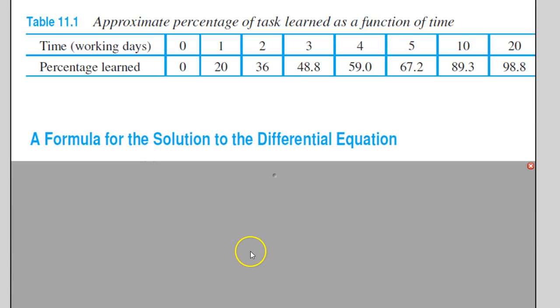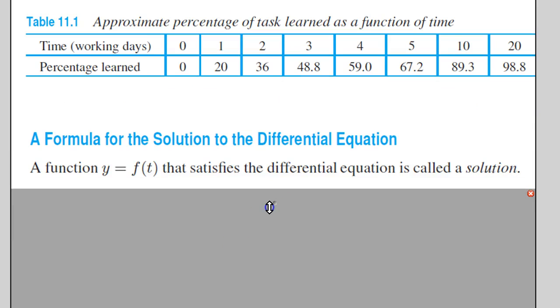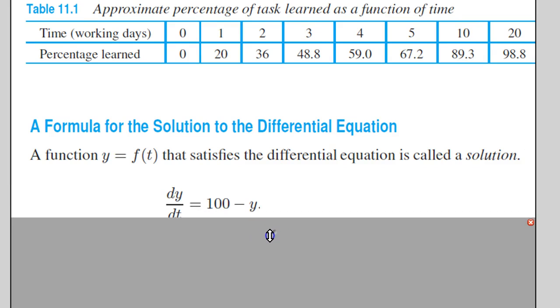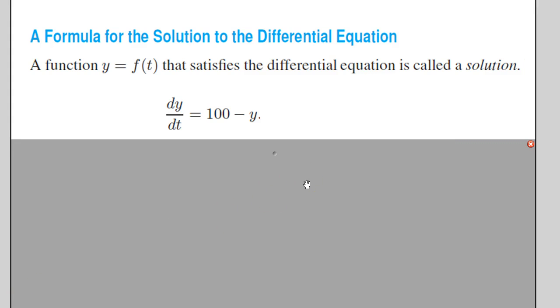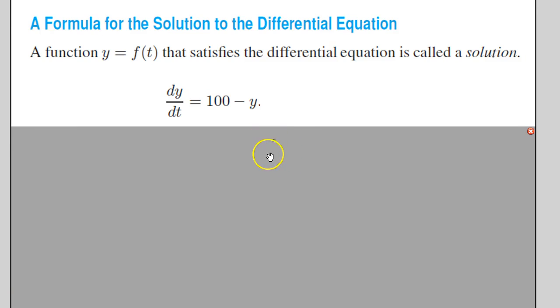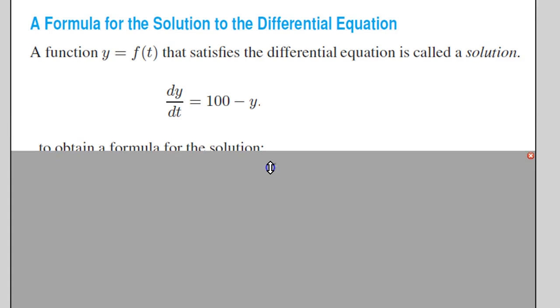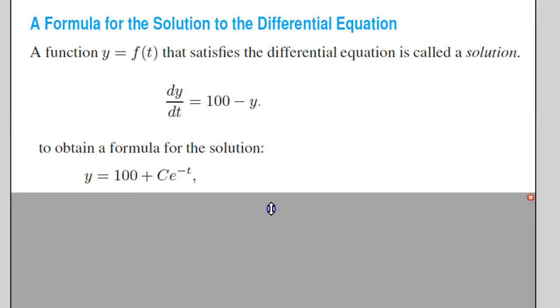So can we come up with a formula for the solution to this differential equation? And we can. We call any y value that satisfies this differential equation a solution. There's a whole area of math that comes up with different strategies to find solutions of differential equations. For differential equations of this form, we'll figure out the method in the future, but a formula for this solution looks like something like this.